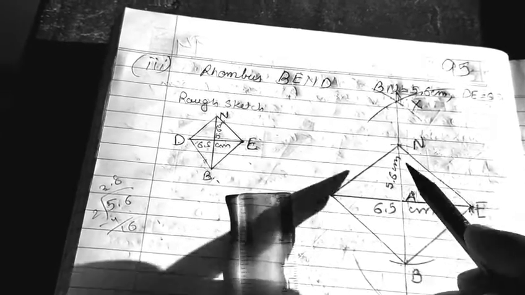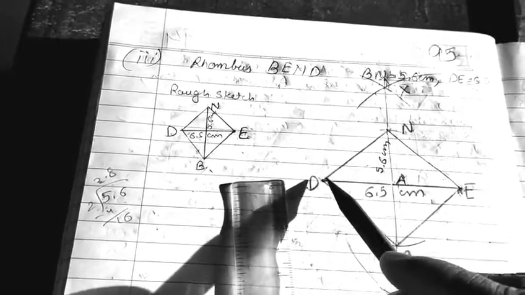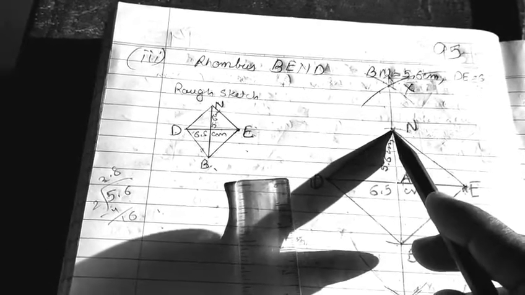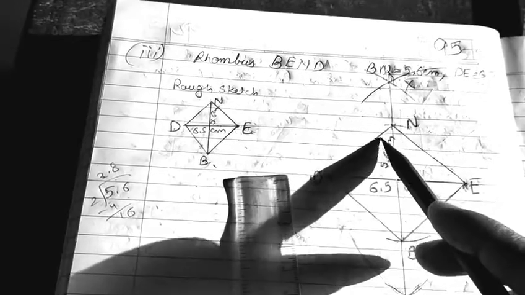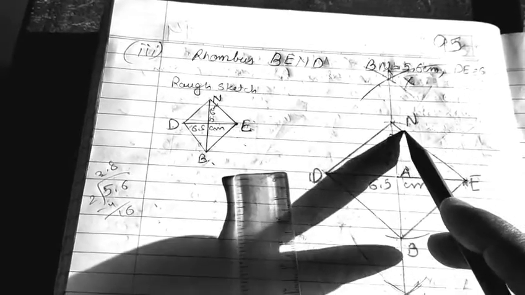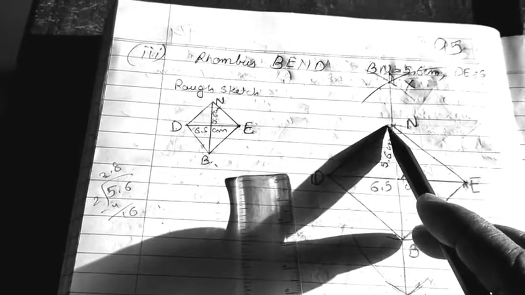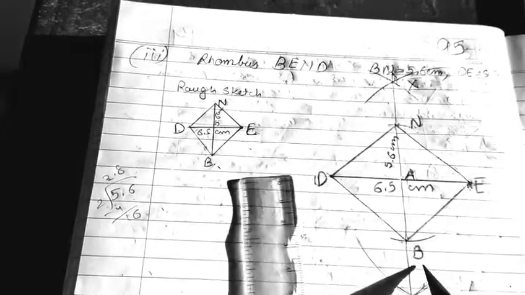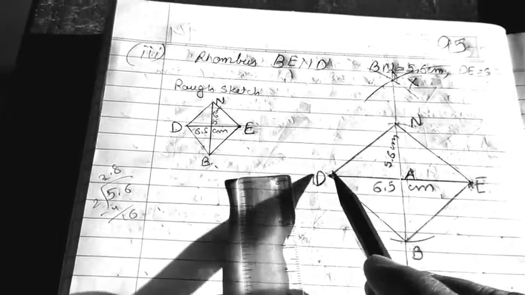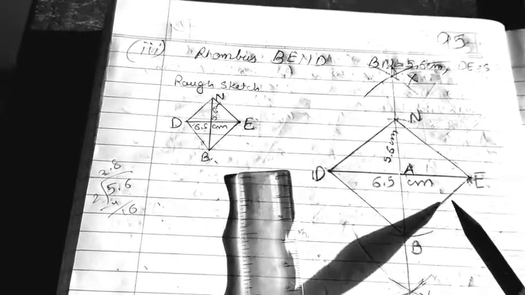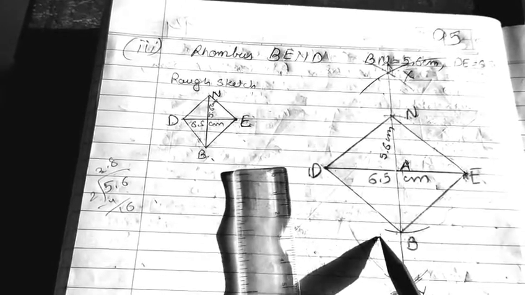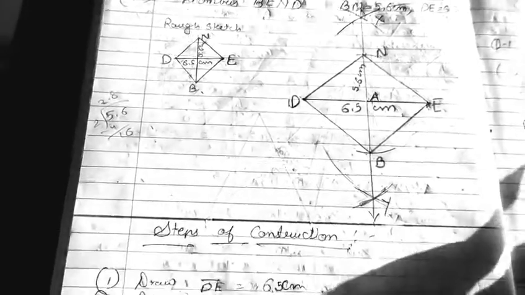So now I got a connecting point. Now try to join all the line segments. After taking 2.8 and putting the arc, name it as N and here name it as B. Try to connect DN, NE, BE and DB. This is our required quadrilateral.